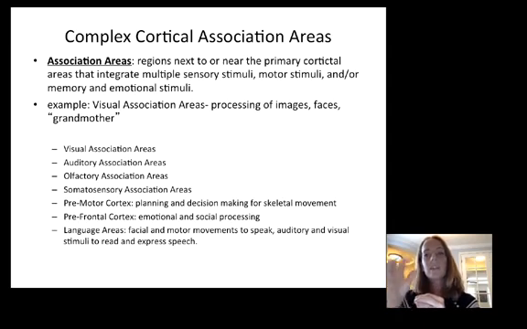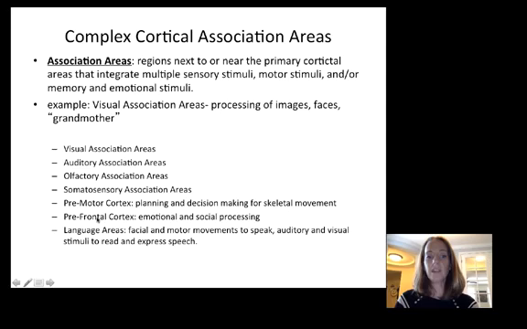And now I'm going to associate it with all of the other wonderful things that are associated with my grandma, you know, the smell of her spaghetti sauce, the cookies that she makes, all of that kind of thing. So we have visual association areas, auditory association areas, olfactory, somatosensory. Then we also have association areas or specialized areas for motor. And these are generally sort of planning, decision-making areas for movement. So we have premotor cortex, which is planning and deciding what movements will be sent out the primary motor cortex.